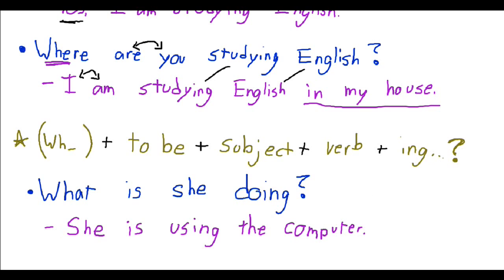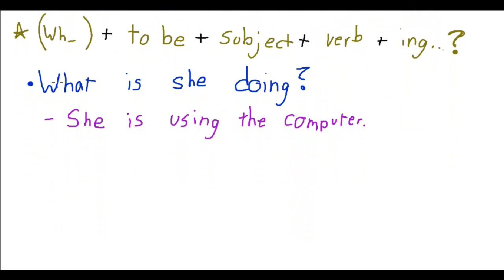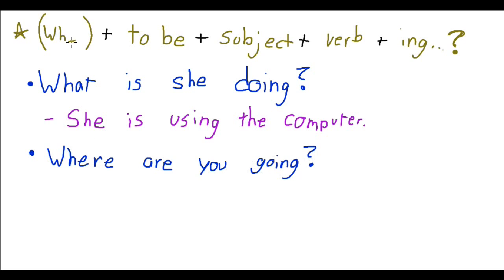Okay, so let's look at a different one. Let me scroll down here and let's follow the same grammar. Okay, so I can say, for example, let's see, where are you going? Okay, where are you going? So we look at this, we have where, which is the WH up here. We have are, which is the verb to be. You is the subject, and the verb is go plus ing. Where are you going?